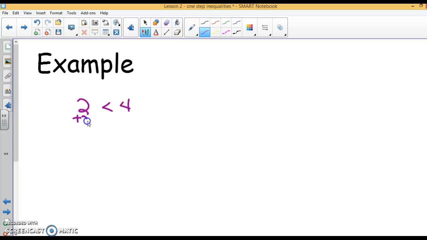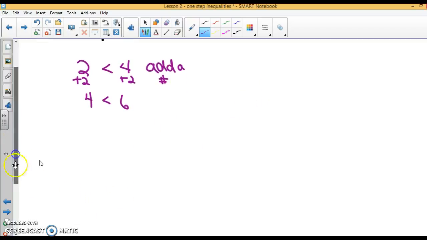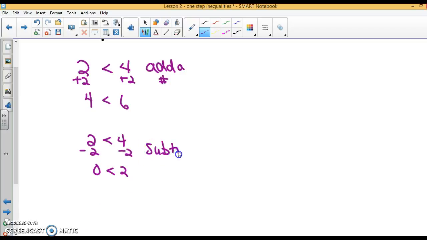So I'm going to add a number to both sides. I'm going to add 2. So I get 4 is less than 6. Is that still true? Yes. So I just showed that you can add a number and the inequality remains true. Let's show subtracting. So again, let's start out with 2 is less than 4. Let's subtract 2 from both sides. I get 0 is less than 2. That's true, so we can subtract. So I just showed that we can add a number and subtract a number, and our inequality remains true.